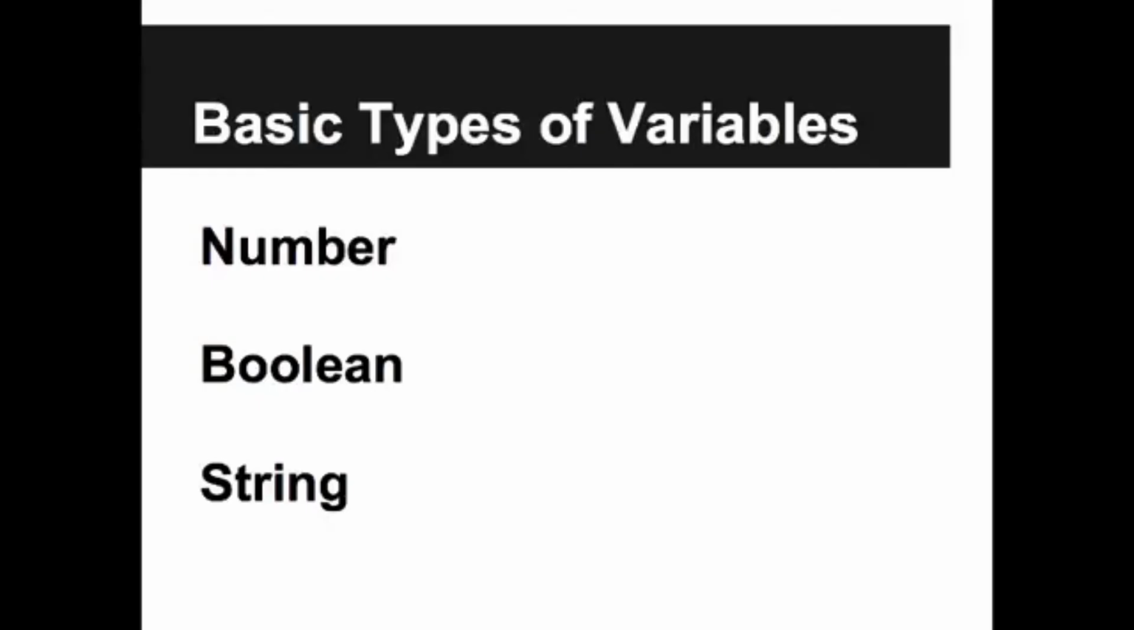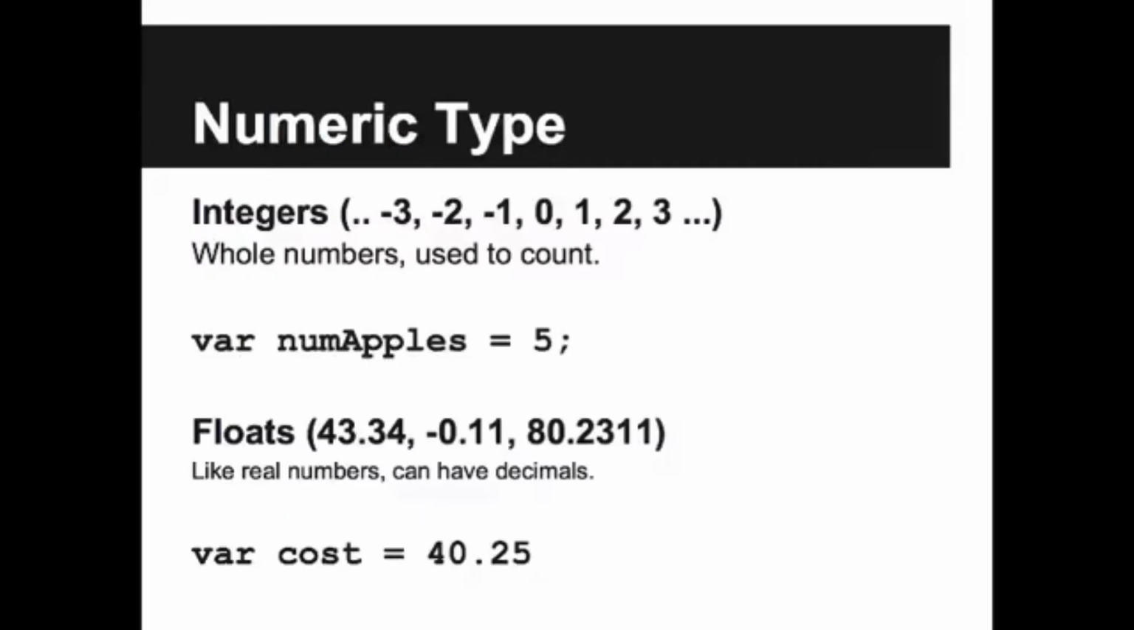There are 3 basic types of variables that we'll be working with: numbers, booleans, and strings. The first is the numeric type. The first kind of numeric type is integers, and integers are like whole numbers, and those can be used to count. So for example, var numApples is equal to 5. The next type is floats, and floats are like real numbers and can have decimal points. So for example, var cost is equal to 40.25.